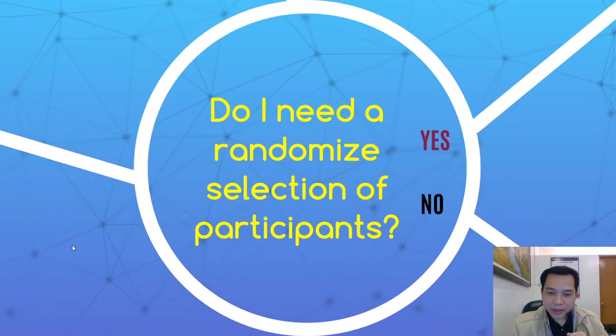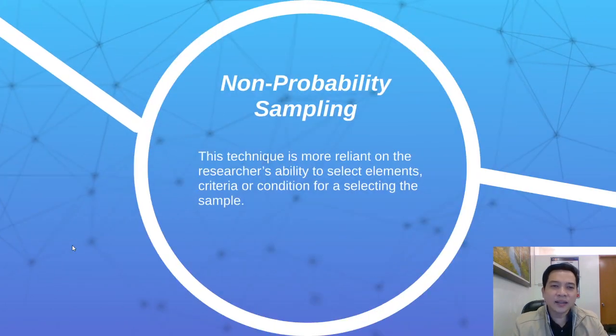Okay. But going back to this question, when you say no, I have certain criteria or conditions in mind in the selection of my participants, then we will be opting to use non-probability sampling, or techniques that are more reliant on the perspective or the ability of the researcher to select elements or criteria or conditions in the selection of your sample. Again, that's the distinction between opting to use probability sampling and non-probability sampling.